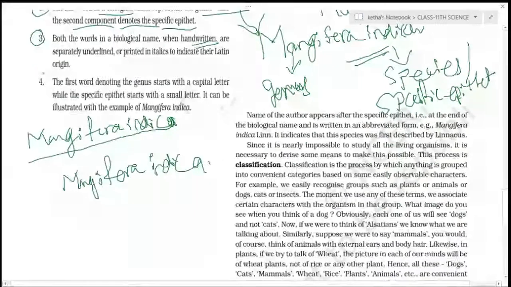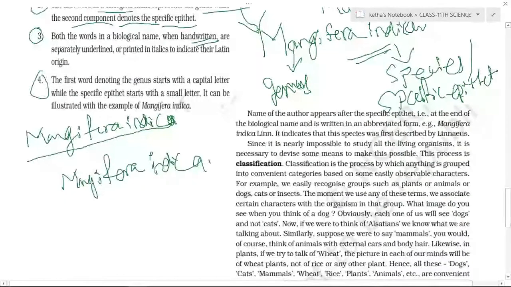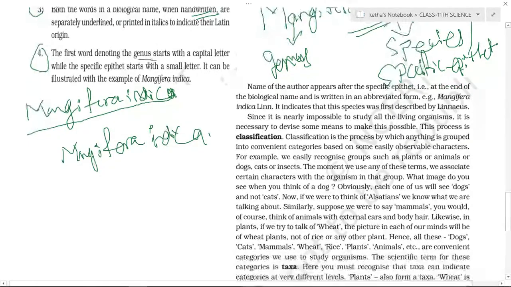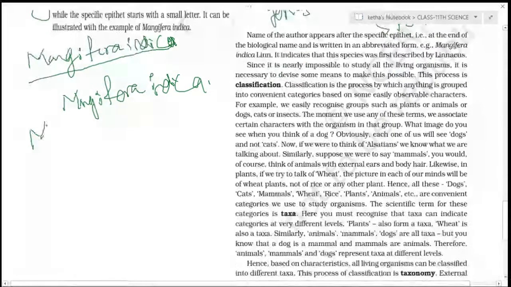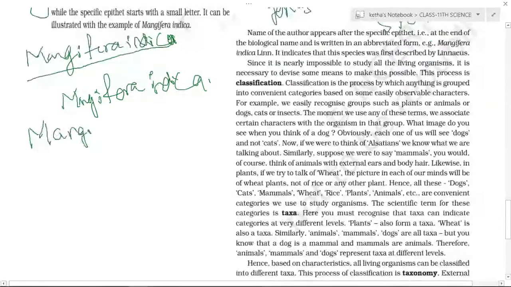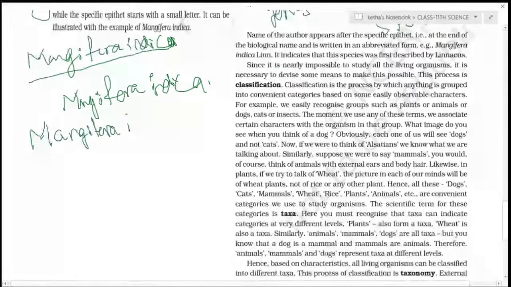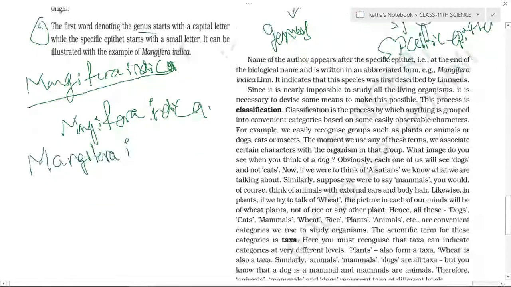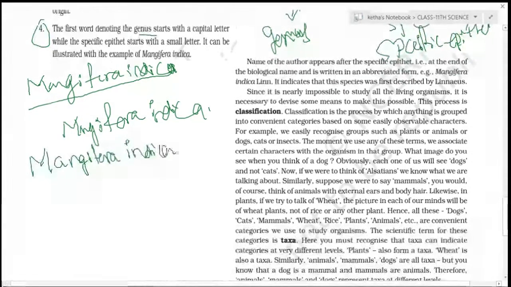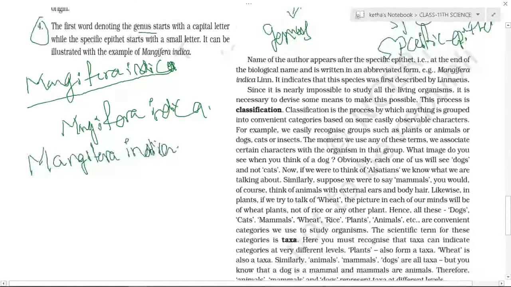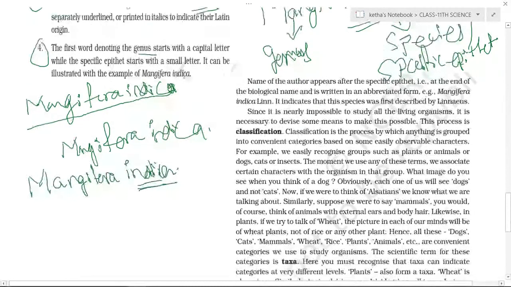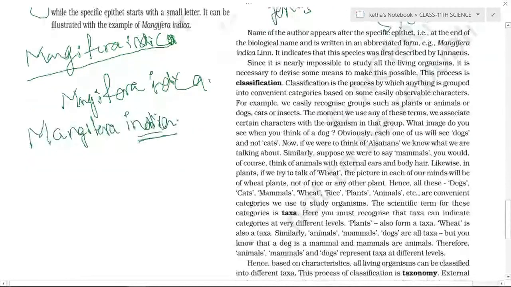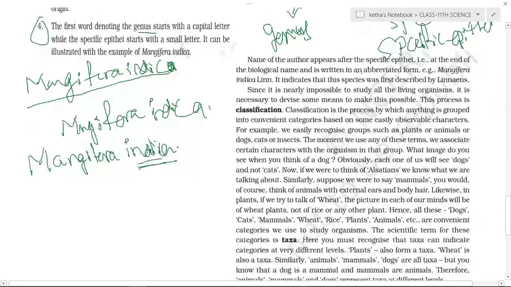Fourth, the first word denoting the genus starts with a capital letter, while the specific epithet starts with a small letter. It can be illustrated with the example Mangifera indica. The genus must start with the capital letter M, Mangifera, followed by indica, which we write in a small letter. Fifth, the name of the author appears after the specific epithet, that is, at the end of the biological name, and is written in abbreviated form.